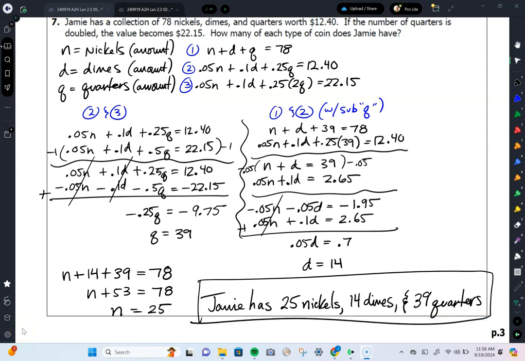Okay, here we go. You should have come up with 25 nickels, 14 dimes, and 39 quarters. And remember, we talked about the other day too, if the decimals become too taxing for you, multiply everybody by 100. Just do both sides of the equation, then you can work with whole numbers, or integers, I guess I should say.